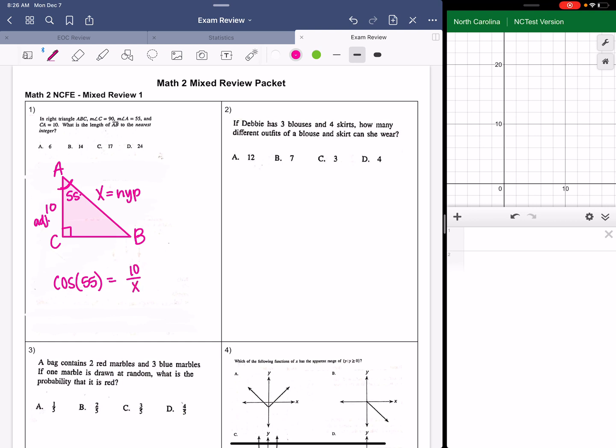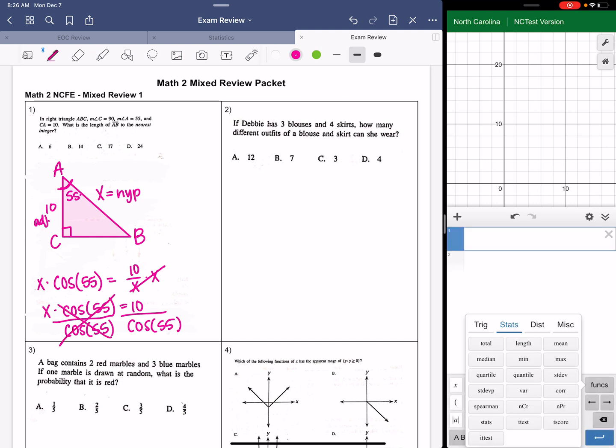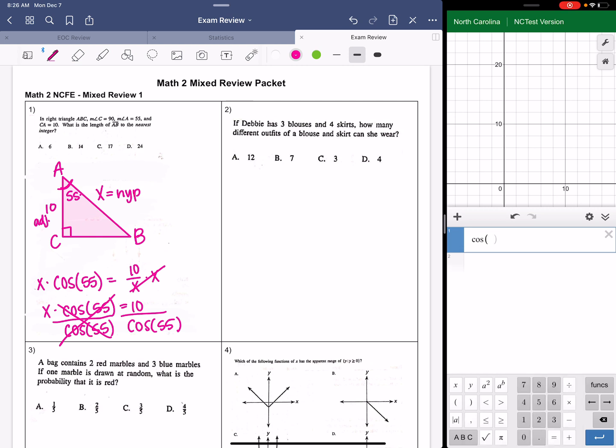So we need to solve for x. So we're going to do times x on both sides. And then we have x times cosine of 55 equals 10. And to get x by itself, we will divide by cosine 55 now. And when we do that, we can simply plug that into Desmos. So functions, trig, cosine 55 is 0.57.